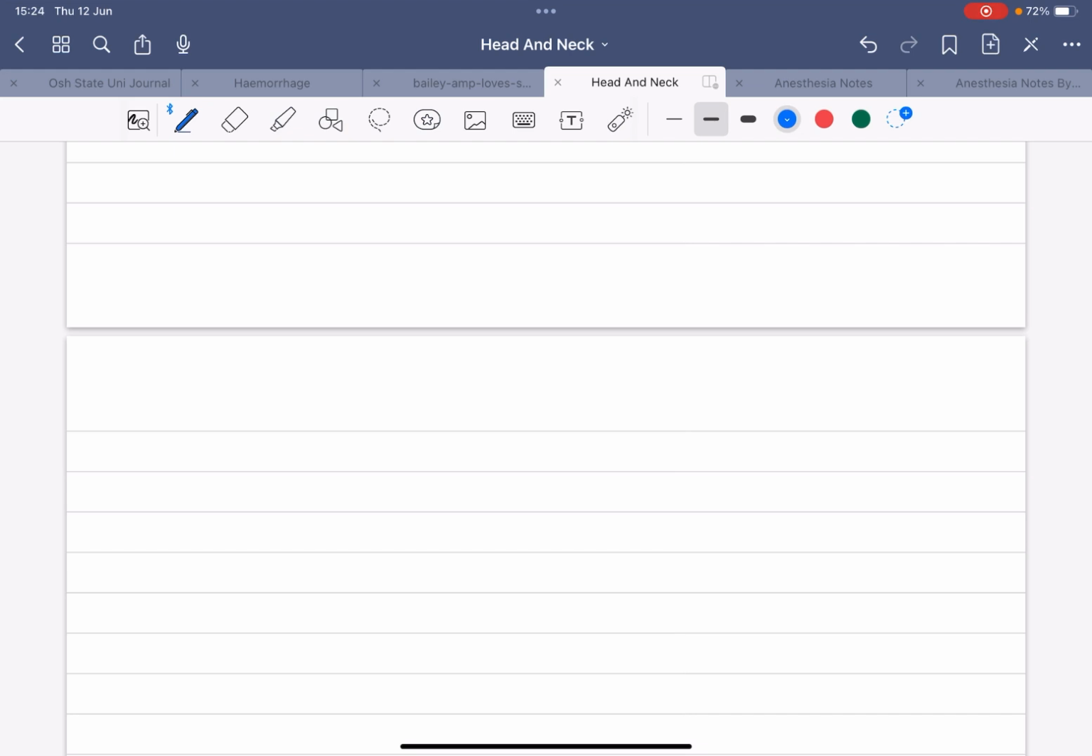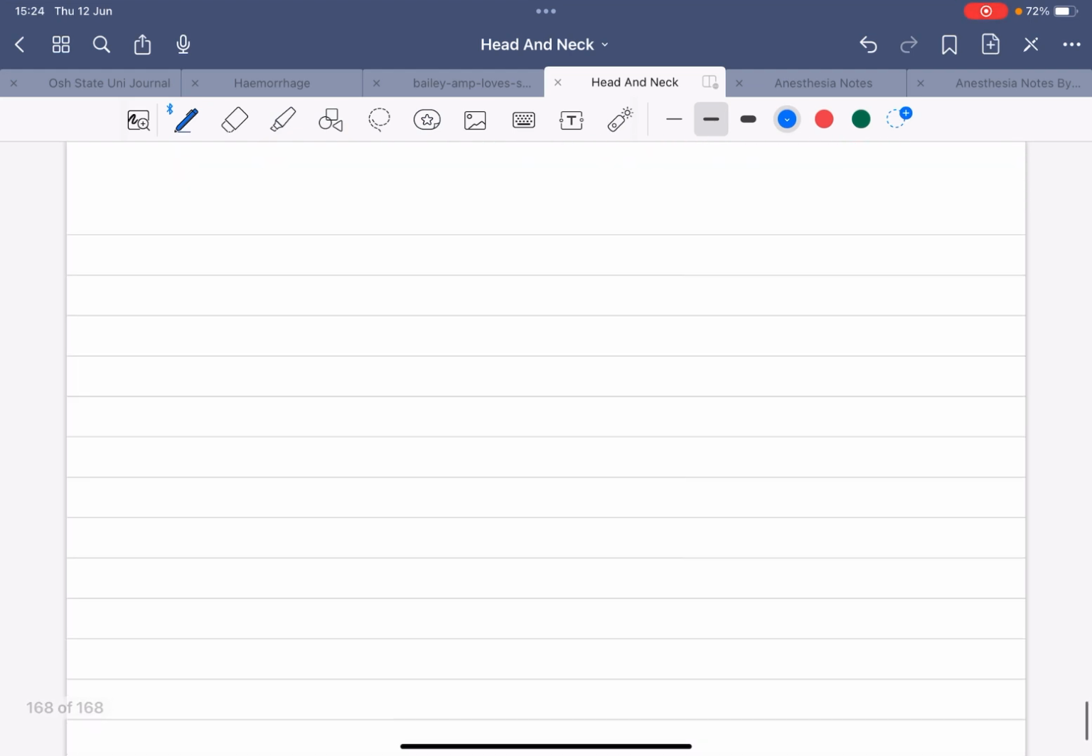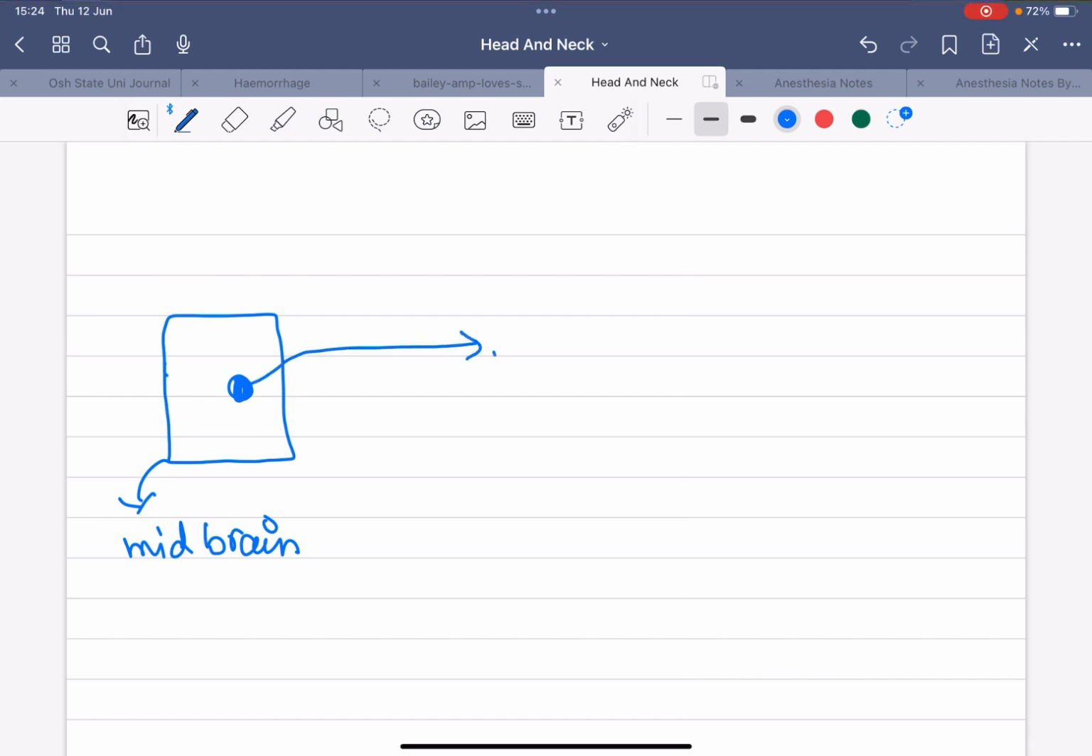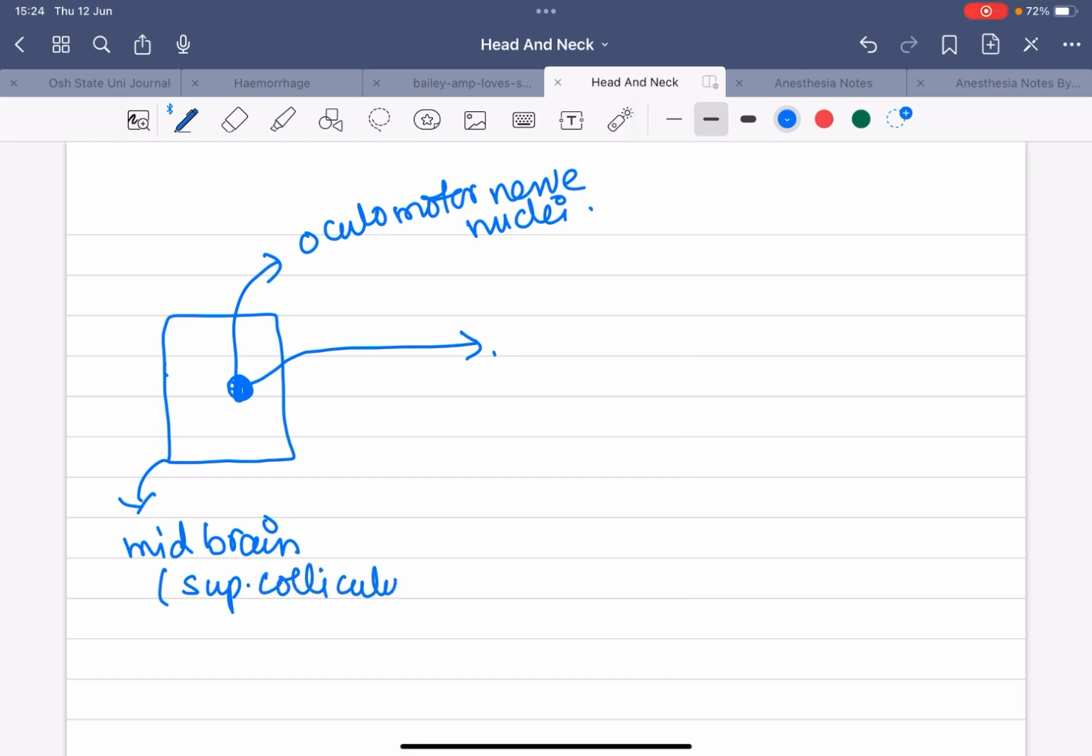All students, this is your midbrain. The main nuclei of the oculomotor nerve are present in the midbrain. So this is the oculomotor nerve nuclei. It is present in the midbrain at the level of the superior colliculus, third cranial nerve. Here one more nucleus is present, this one.